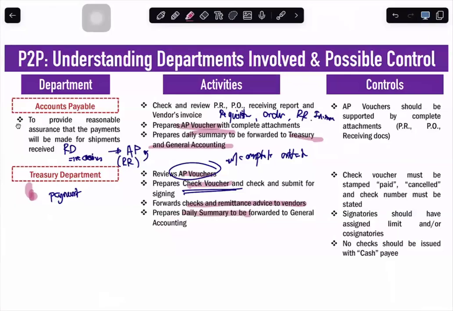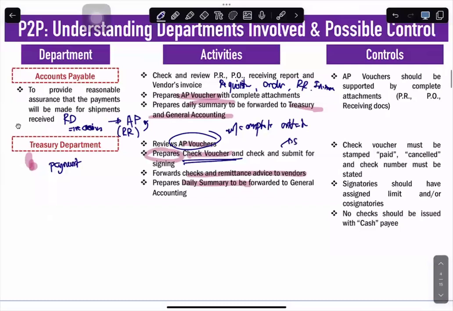Take note, they will only prepare the check voucher, but the signing will be different. So it could be the treasury officer. It could also be the CFO, financial officer, etc. So kung sino man yung may authority to sign the check, sa kanya ipapasign. But the preparation of check voucher is only the treasury.